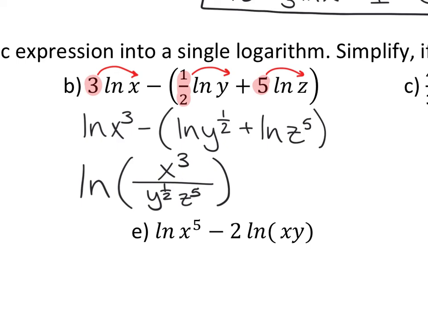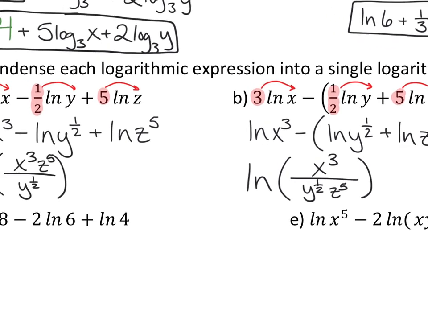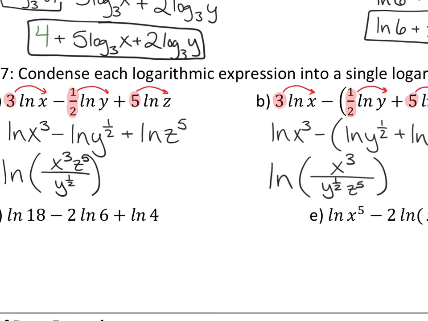So the difference between A and B in putting two things in the denominator versus one thing in the denominator, do we see the difference? This is only subtracting the y to the 1/2 natural logarithm. This is subtracting both, so both went into the denominator. Do we see that difference?